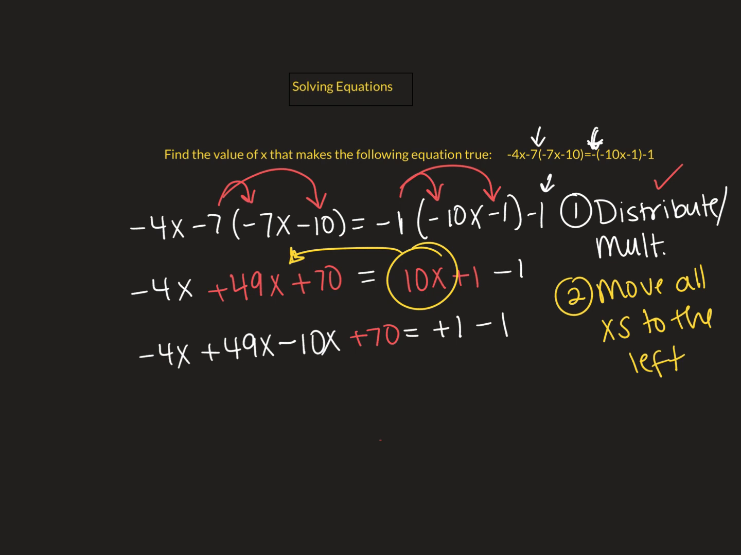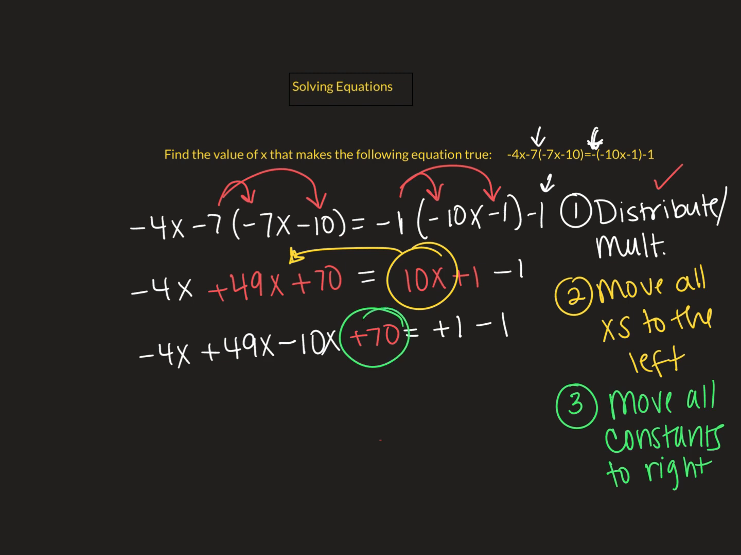The third step I'm going to do here is move all constants to the right, because I don't want them on the left with the x's. I just want the x's on the left, nothing else. So move all the constants to the right. Just like we moved the x's, we flip the sign when it crosses over the equal sign. I'm going to take this positive 70, and when it transfers over to the right side, it's going to become a negative 70. I'm going to drop everything else down, including my equal sign, my positive 1, and my negative 1 that were already there on the right.